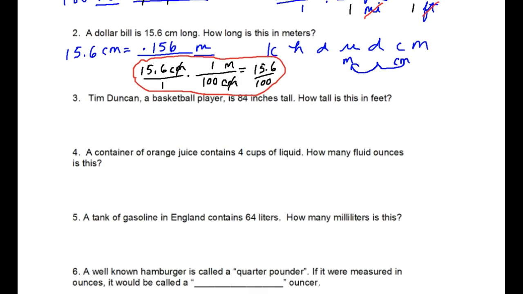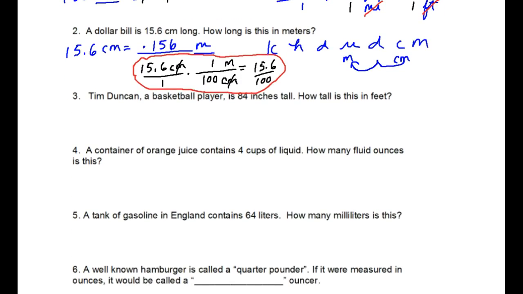Okay, our next one. We're going to convert inches to feet. We have Tim Duncan, who's a basketball player. He's 84 inches tall. How tall is this in feet? So we're taking 84 inches, and it equals how many feet?